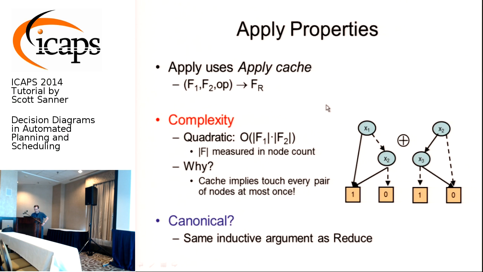Okay, I already mentioned that the apply operation has this upper bound of the product of the sizes of the input diagrams, right? Again, it's a pretty loose upper bound. It's more like F1 plus F2 in practice. And you can prove the result is canonical. If the input diagrams are ordered, the result's canonical. The result's also ordered.